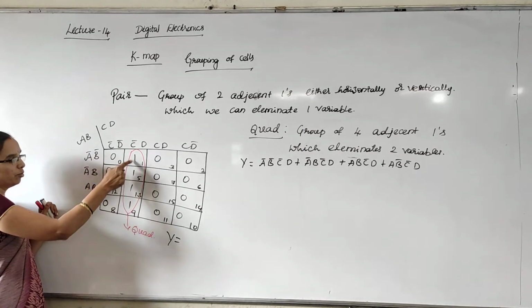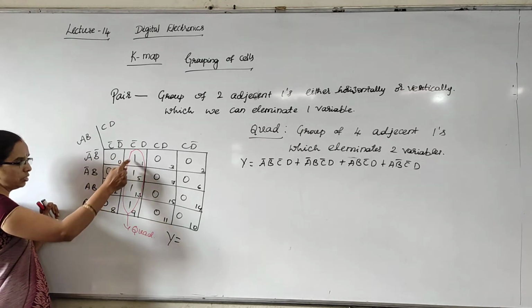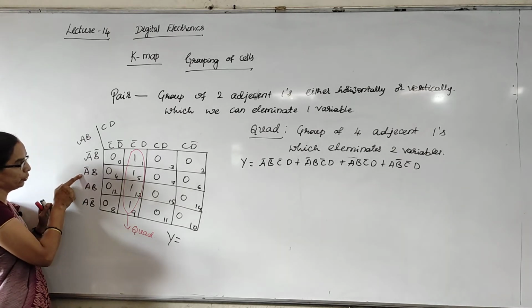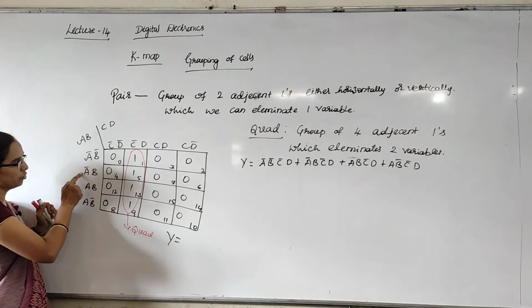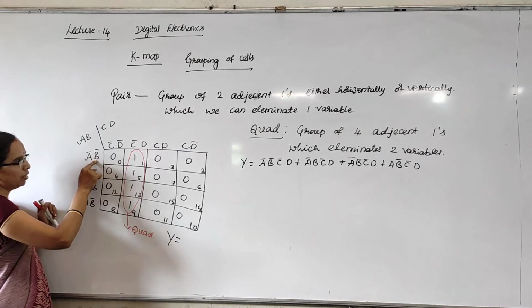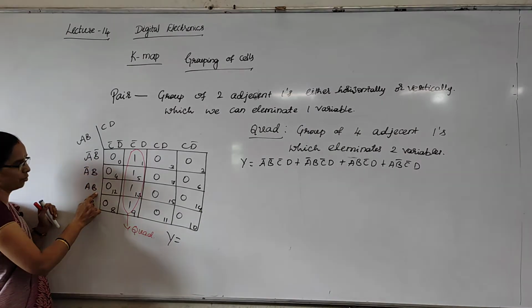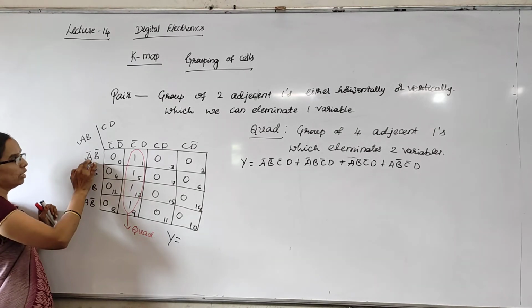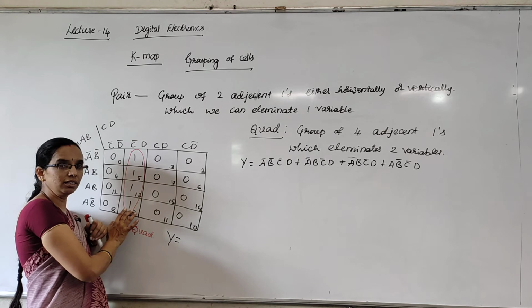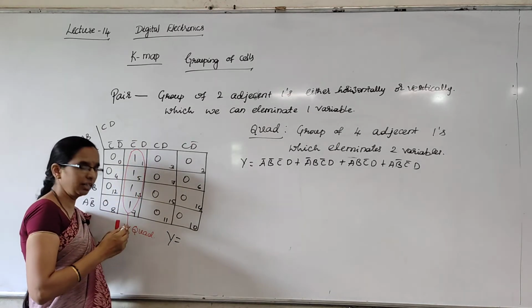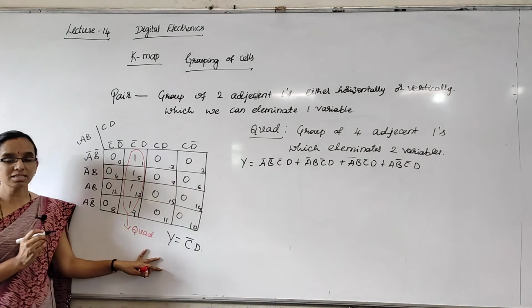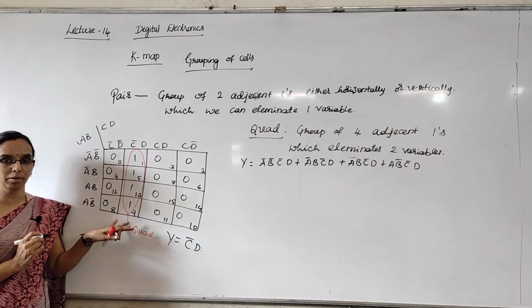Here, from this 1 to this 1, A bar is common up to here, but it is changing from here to here. So we will eliminate A bar, and B bar is also changing from here to here. So A and B will be eliminated, and the only common variables in this row are C bar and D. So y is equal to C bar D. This is the simplified expression of the K-map.